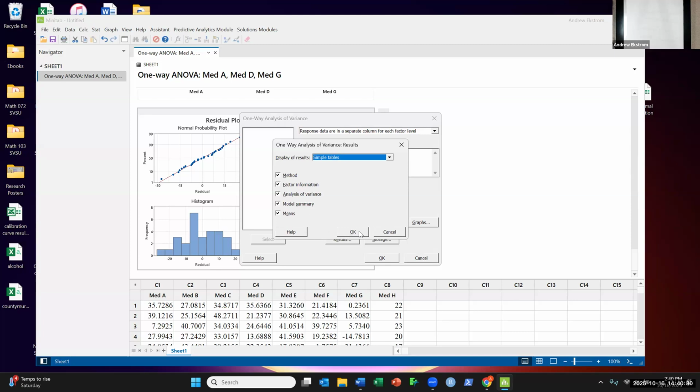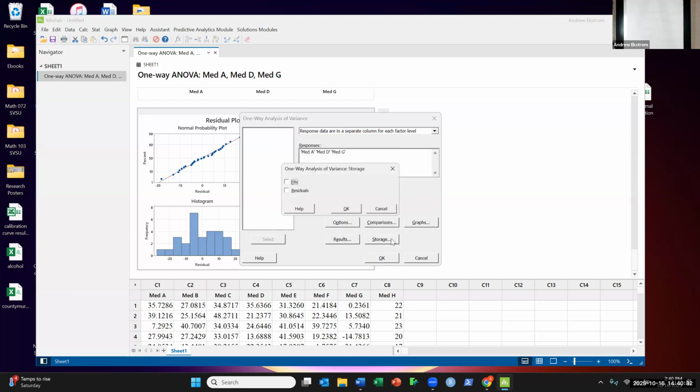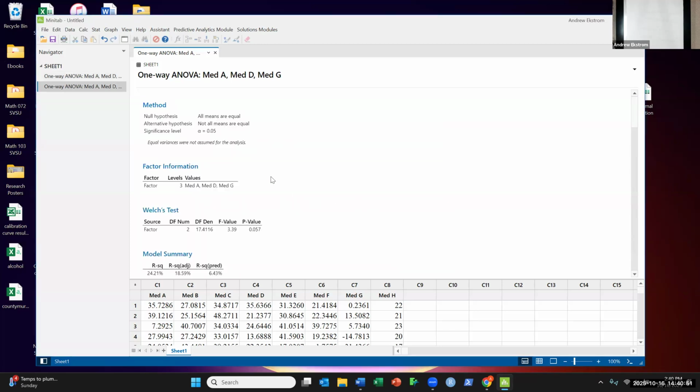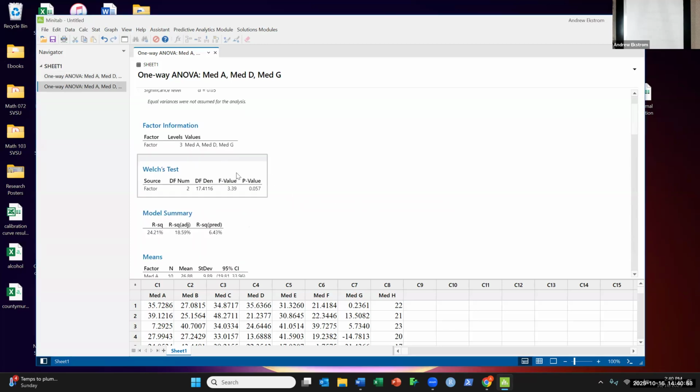Then click on OK. Graphs, all of that has already been selected by us. Results, all of that has already been selected by us. Storage, so if we wanted the residuals to create a histogram, let's say 5 or 6 bins, I could click on there. Again, I'm not going to worry about it with the data we have. Then I'm just going to click on OK. Now I'm going to click on OK one last time. So what happened?